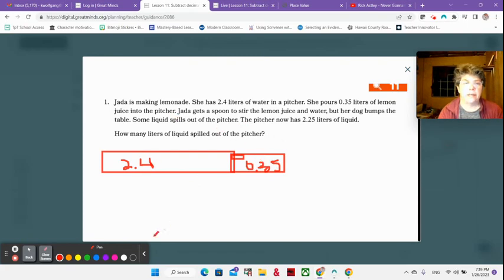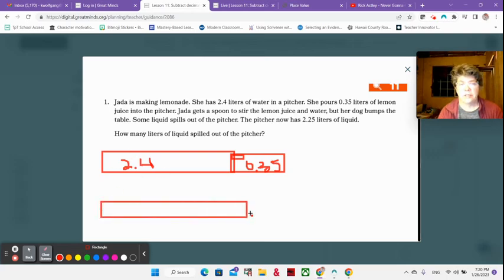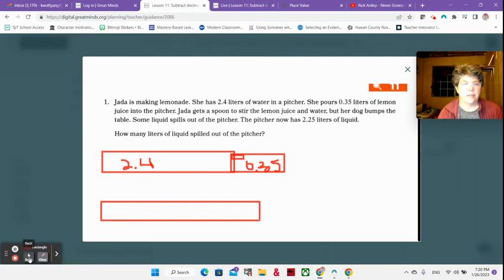And then after the dog bumps the table, she has 2 and 25 hundredths left. Well, that's more than 2 and 4 tenths, right? So it's a little bit like that. 2 and 25 hundredths left. Okay, so let's start with the first part of the problem.